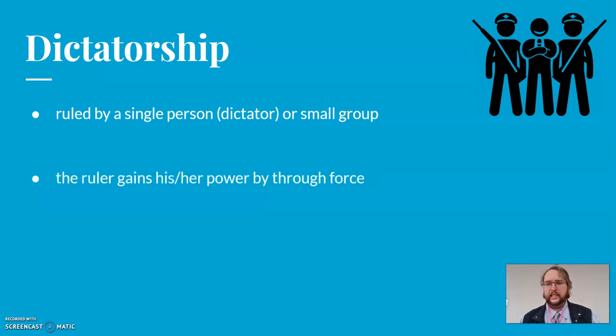The ruler in a dictatorship gains his or her power through force. So they force their way into power. They're not elected. They don't receive it because of a royal family. They take it. And in a dictatorship, the ruler has unlimited power. They can do and say whatever they want. Okay, and that's oftentimes the case.